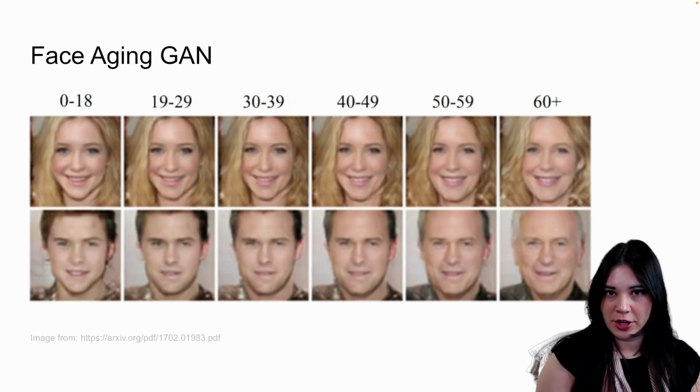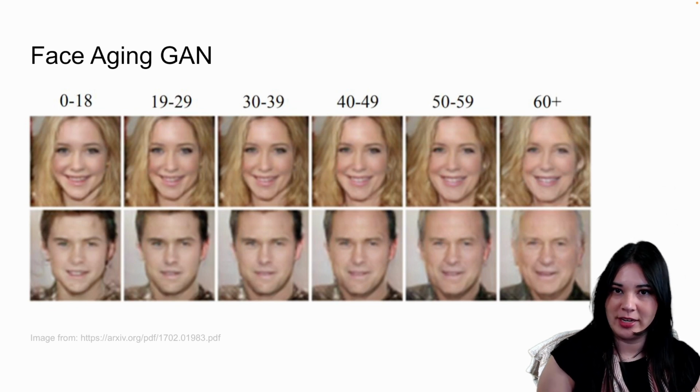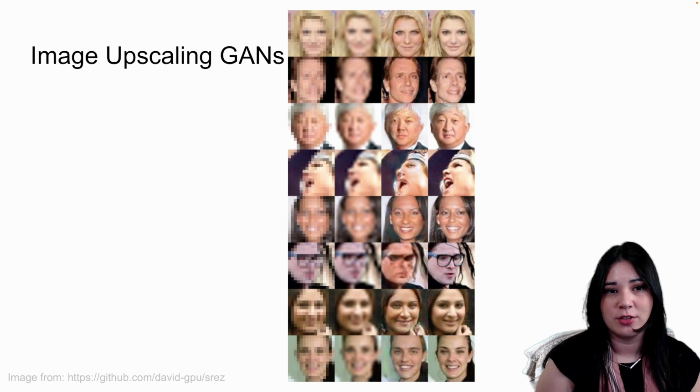We can also use generative models to modify images. For instance, this is a generative model that actually ages or de-ages photos. You can see what you looked like maybe as a teen and as a 60-year-old. We can also use generative models to upscale images, basically take a blurry image and upsample all of the pixels to create a sharper image.